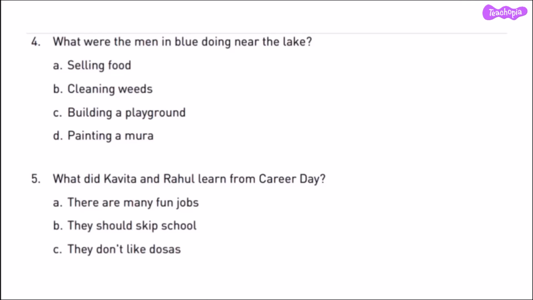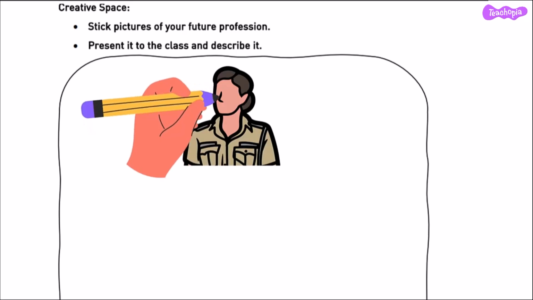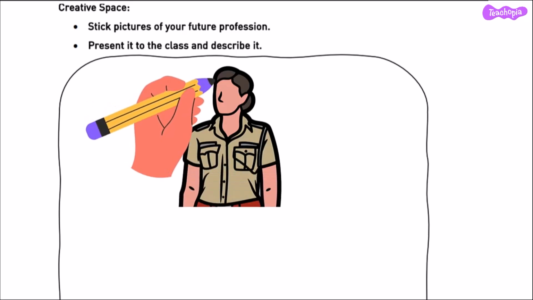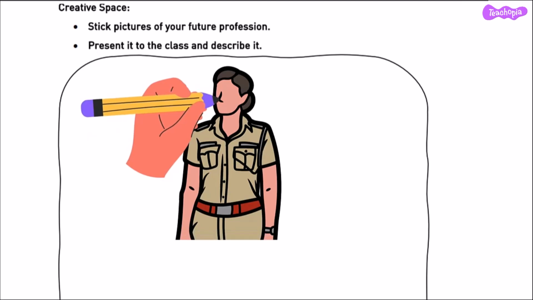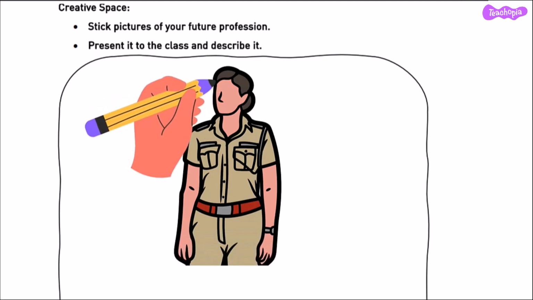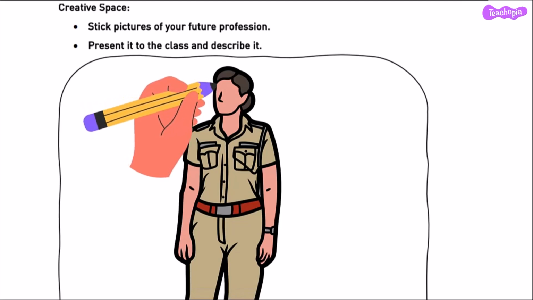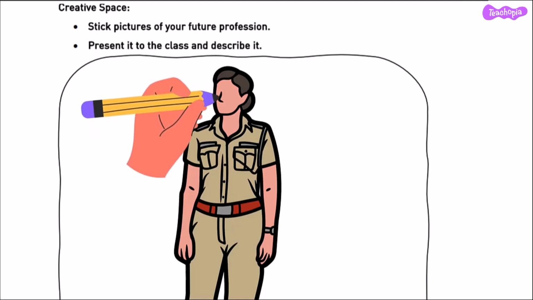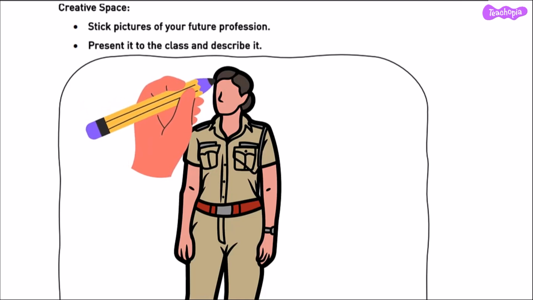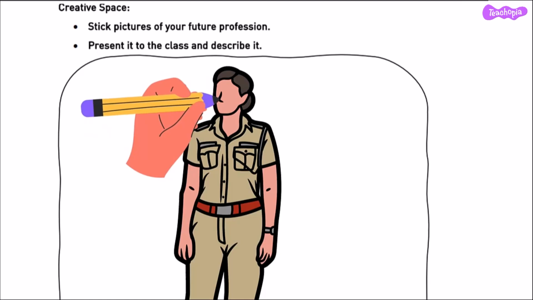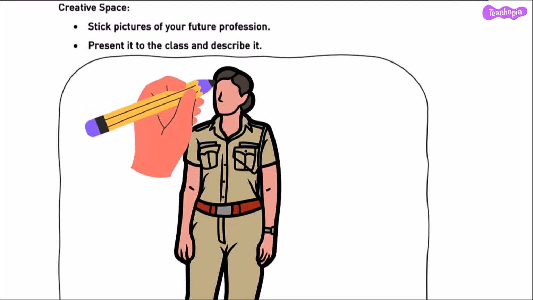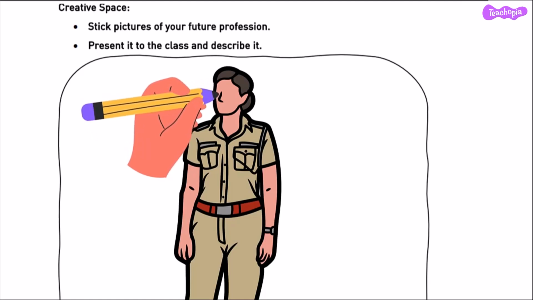Then we come to another important section of the PBL. We come to the creative space activity in our PBL. Encourage learners to stick pictures of their future profession or what they want to become in the future in this picture box below. Once they are done, ask the learners to present their pictures to the class and describe what profession they want to be when they grow up.